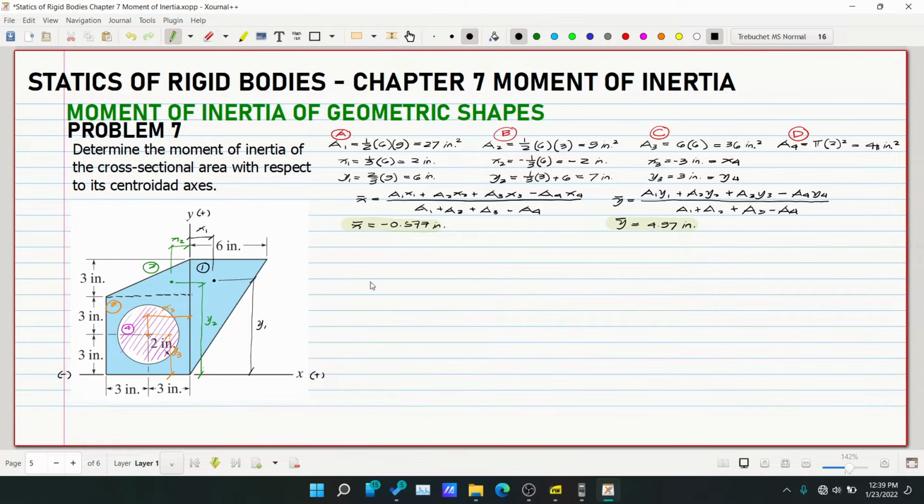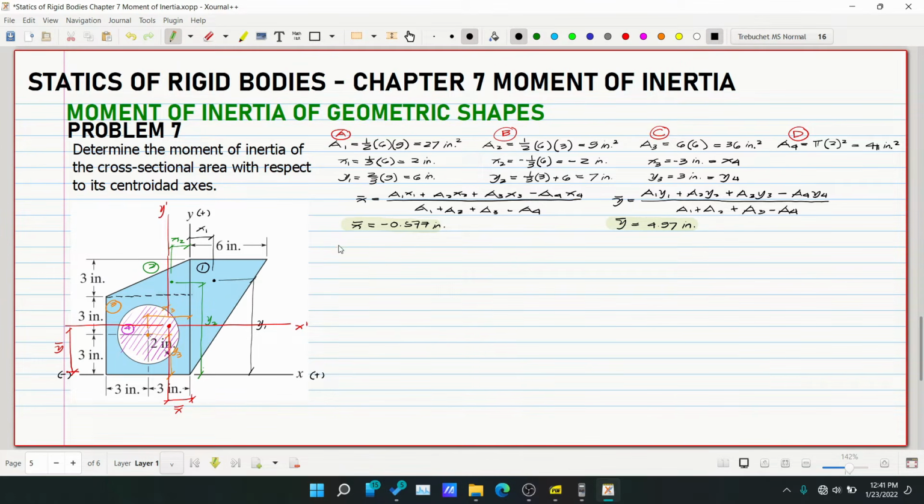Okay, next. Also, ilocate natin para mas madali nating maintindihan. So, nasa negative 0.577 raw ito eh. Then, nasa 4.97 siya. So, this is 6, no? So, 3. Lagpas sa 3. So, andito. Yan. So, nasa 0.577. So, this is our X bar. And, nakalocate siya ng lagpas sa 3. That is 4.97. This is Y bar. So, ito na ngayon yung location ng ating Y prime and X prime. So, yun yung kukunin natin. I mean, dyan natin kukunin yung ating moment of inertia.